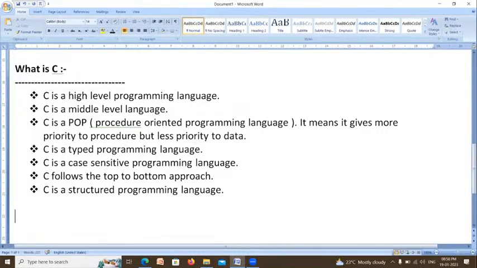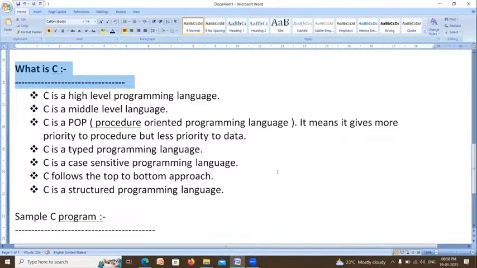Now, how to write a sample C program? Right, now note down these points. What is C? Note down these points.